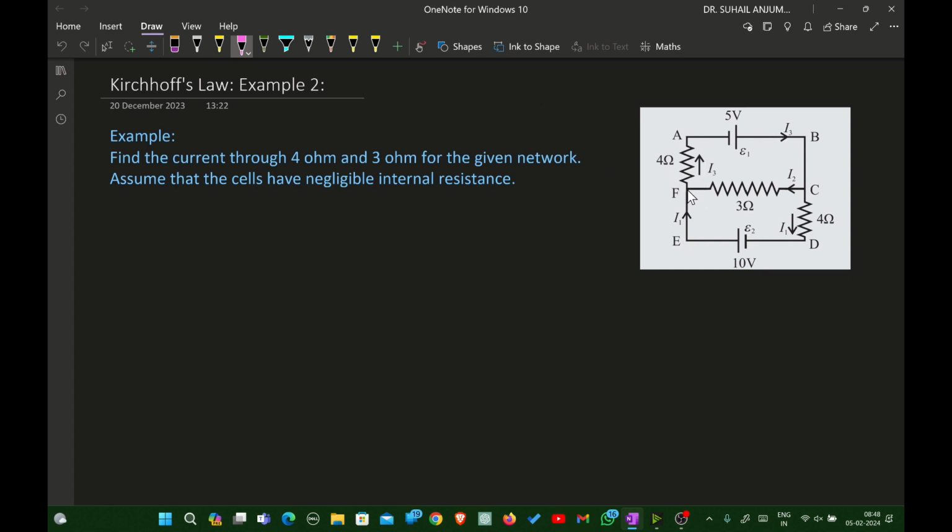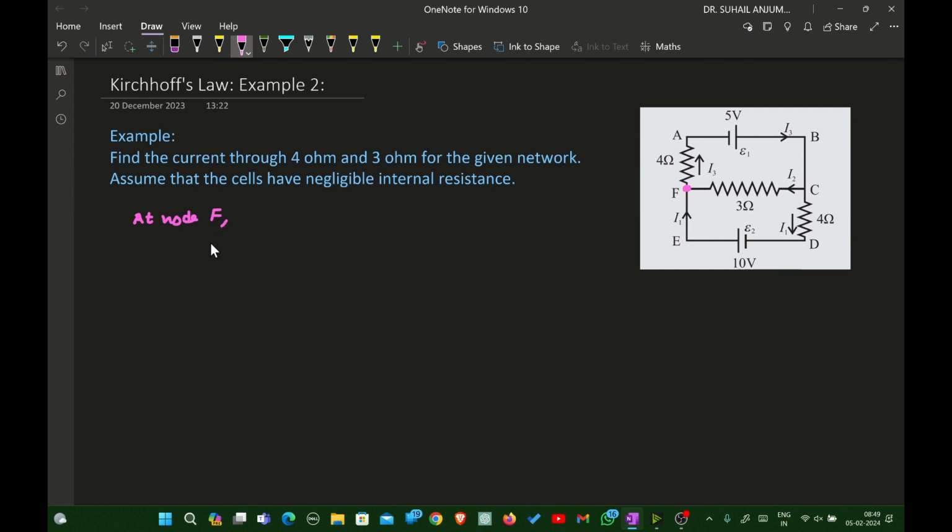First of all, we will apply KCL, that is Kirchhoff's current law, for this node F. So node or junction, we can say. At node capital F, there are two incoming currents here. One is this I1 and another is I2. So these are the two incoming currents, and one outgoing current is there, that is I3.